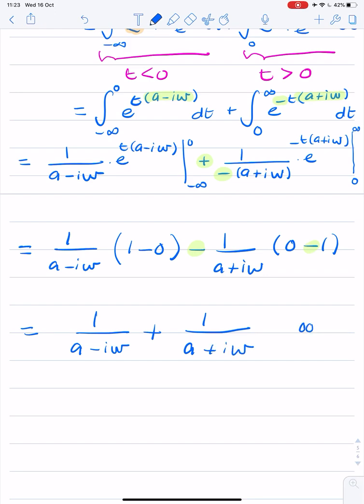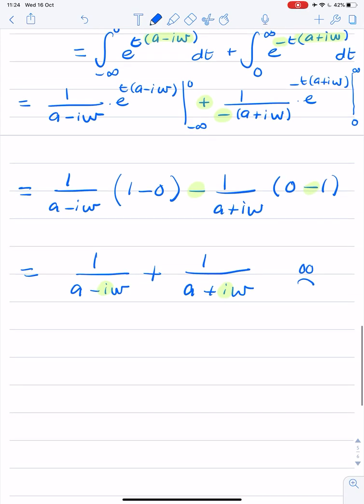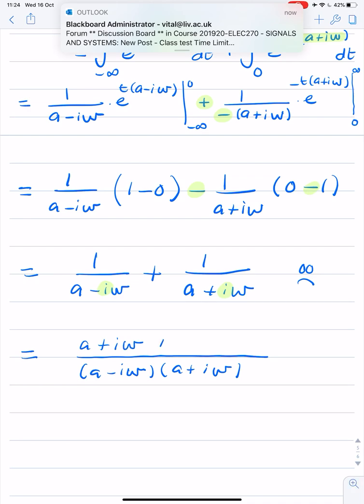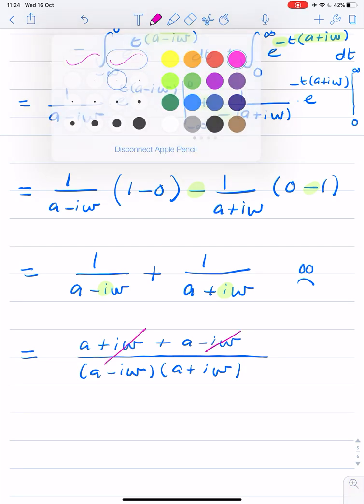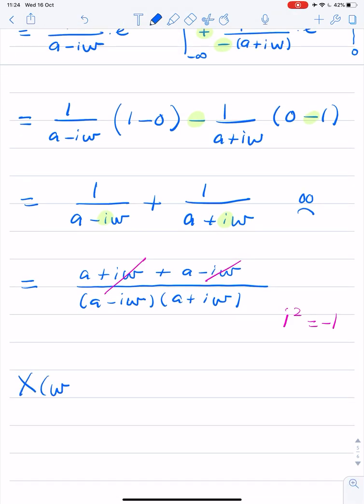Now we could leave it like that, but we don't like to have the complex variable i in the denominator, so we can simply find a common denominator, which is the product, a minus i omega times a plus i omega, and that simplifies nicely because that cancels with that. And if you remember, obviously i squared is minus 1. That will give us our final answer. X of omega is 2a divided by a squared plus omega squared. That's our final answer.